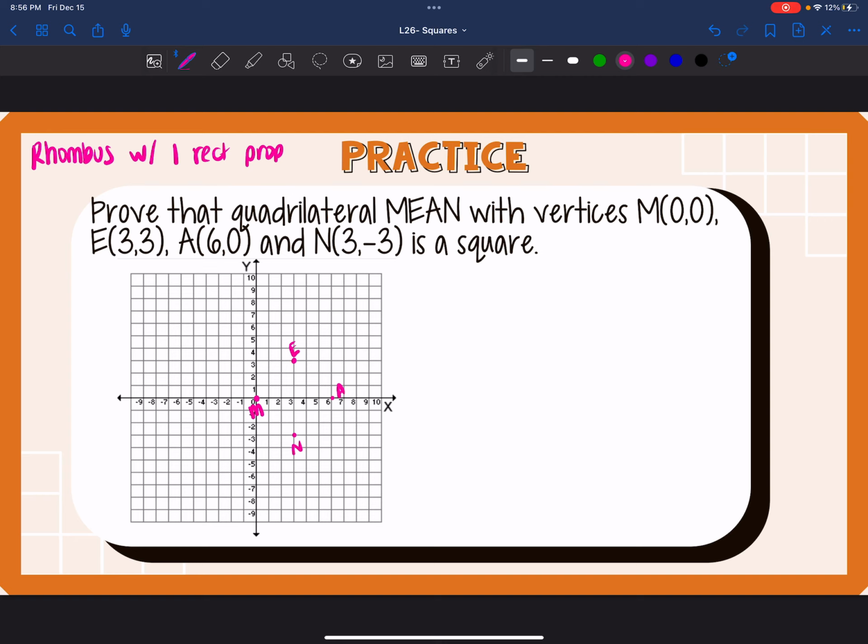So for rhombus, I'm going to show 4 congruent sides. And I'm a Pythagorean theorem girly, so I'm going to use Pythagorean theorem. And the 1 rectangle property I'm going to show is congruent diagonals. So I plotted my points. I'm going to connect it with a straight line. And then I'm going to go to work with finding the length of my side. So because I'm a Pythagorean theorem girly, I'm going to create my right triangles.